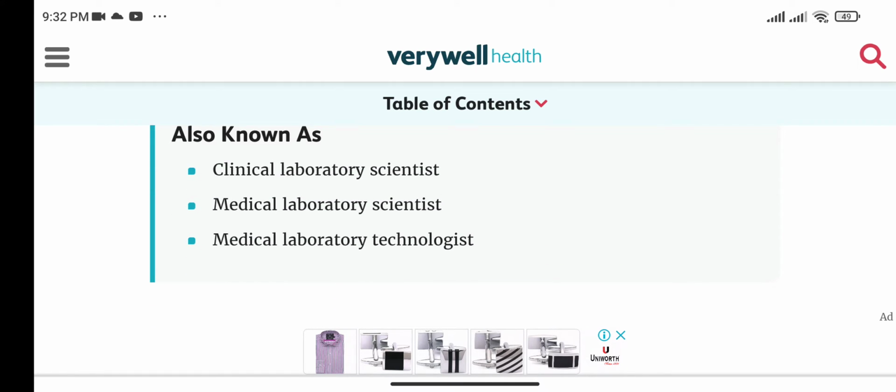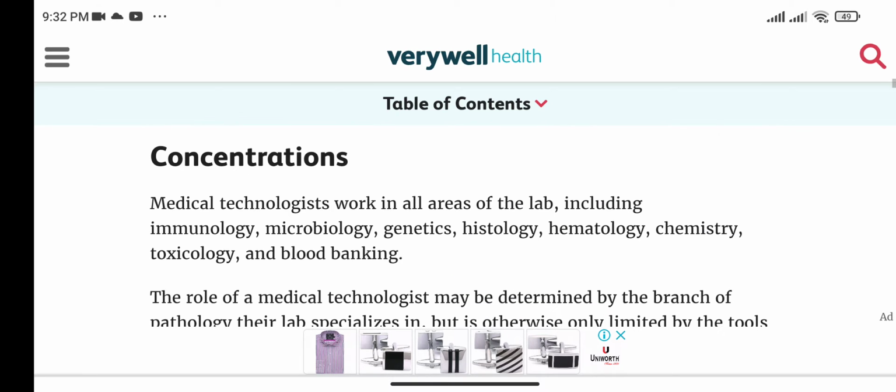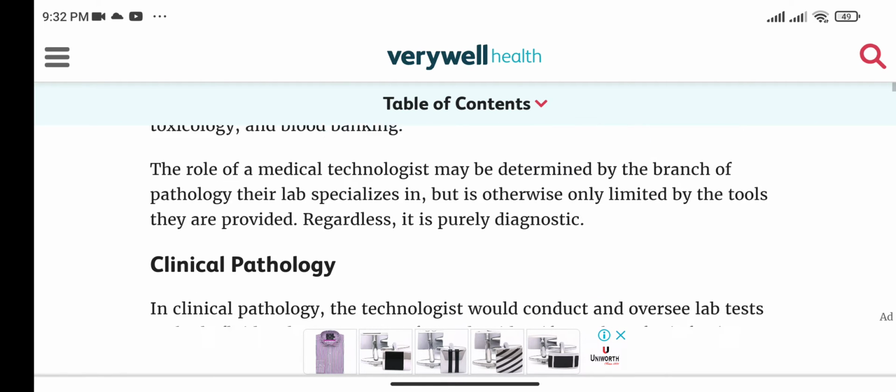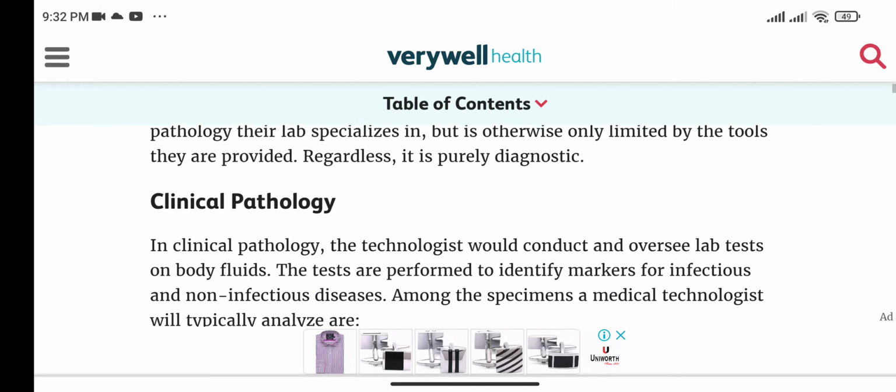Medical lab technologists are also known as clinical laboratory scientists, medical laboratory scientists, and medical laboratory technologists, three names for an MLT person. Concentrations. Medical technologists work in all areas of the lab, including immunology, microbiology, genetics, histology, hematology, chemistry, toxicology, and blood banking. The role of a medical technologist may be determined by the branch of pathology their lab specializes in, but is otherwise only limited by the tools they are provided. Regardless, it is purely diagnostic.